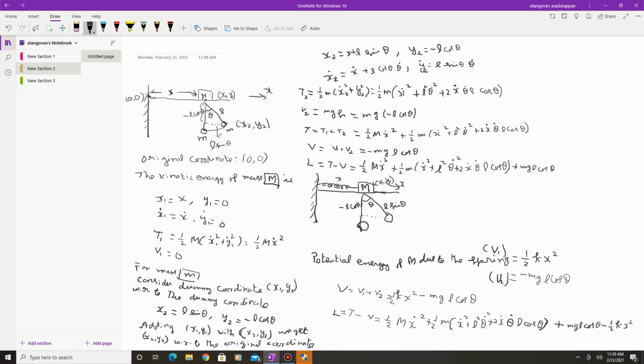Now let us find T2, the kinetic energy of the bob of mass small m, which is equal to half m into x2 dot square plus y2 dot square.